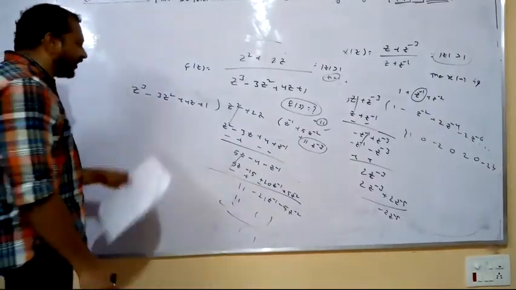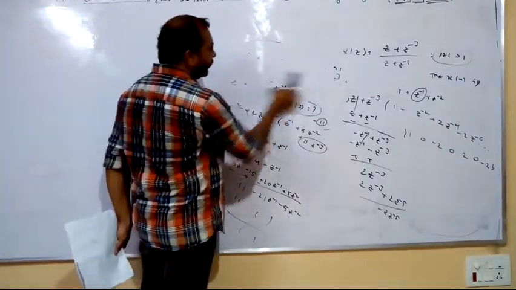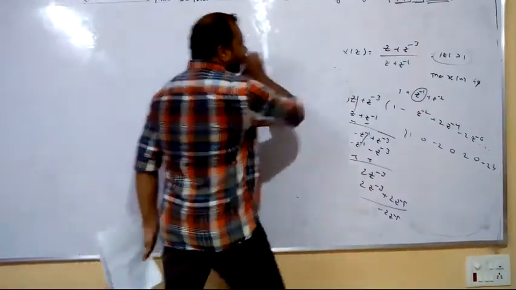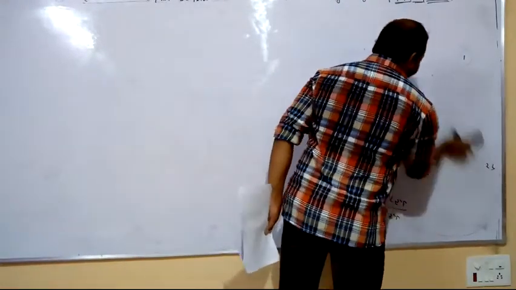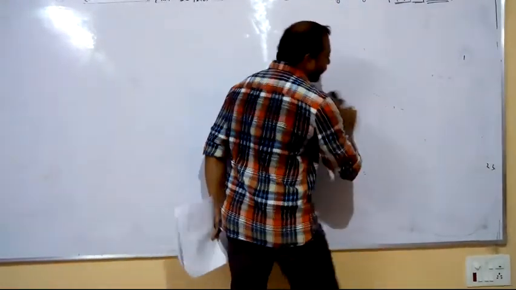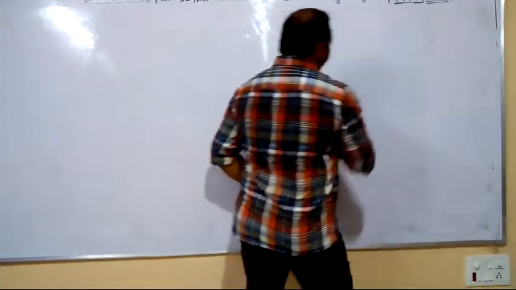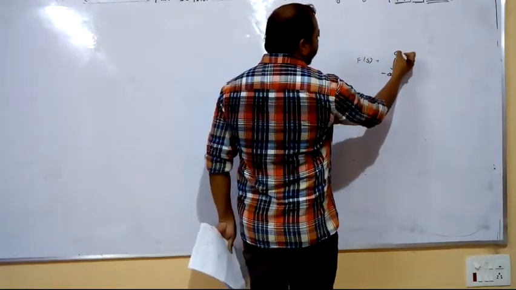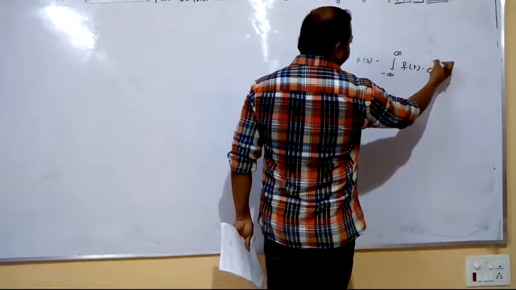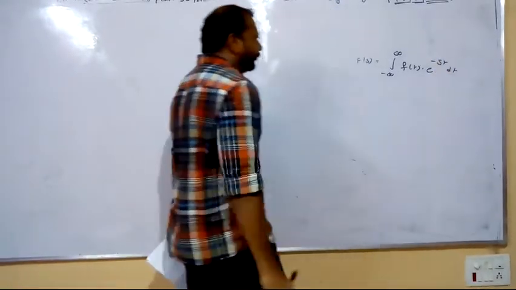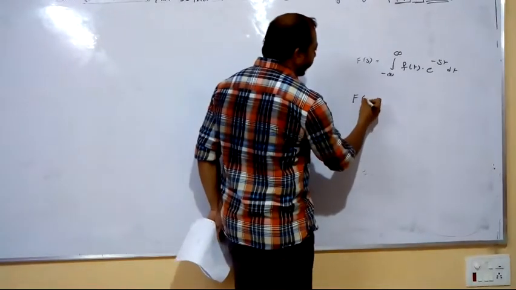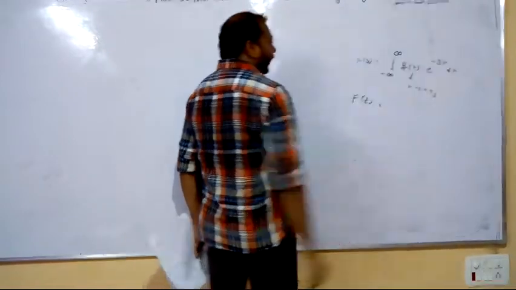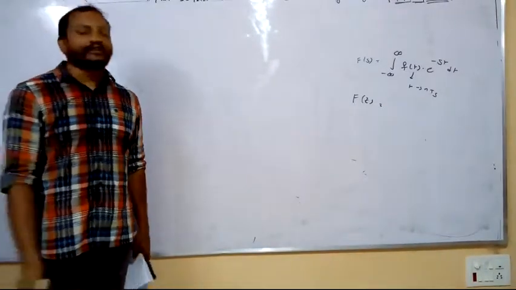Then, what is the relation between Z and S? Z means the Z transform variable, S means the Laplace transform variable. Already we have seen, Z is equal to e to the power Ts. F of s is equal to the integration from minus infinity to infinity of f of t into e to the power minus st dt. The corresponding f of z has t become nTs, and only at the integer values of n, so the integration will become summation.